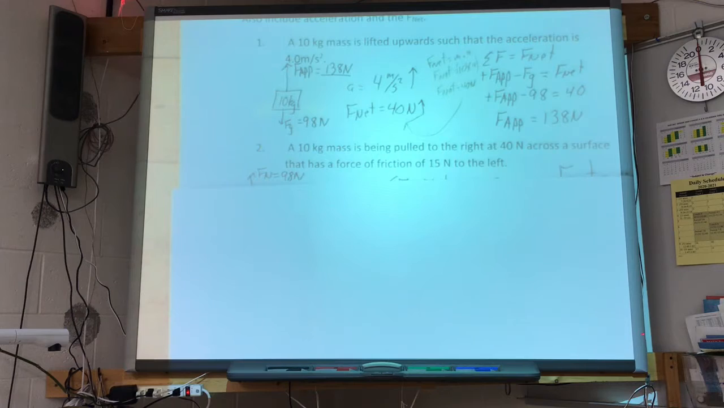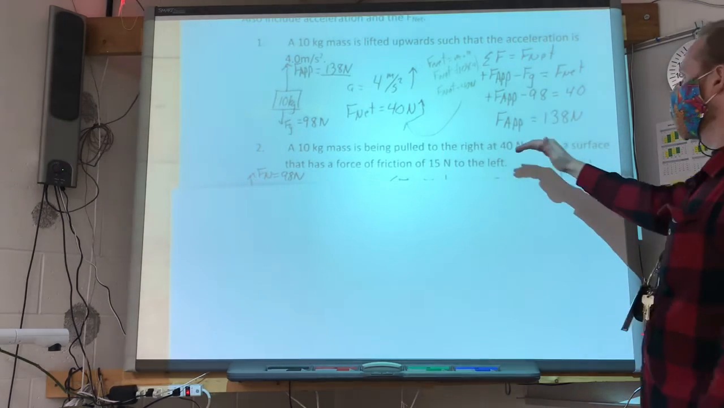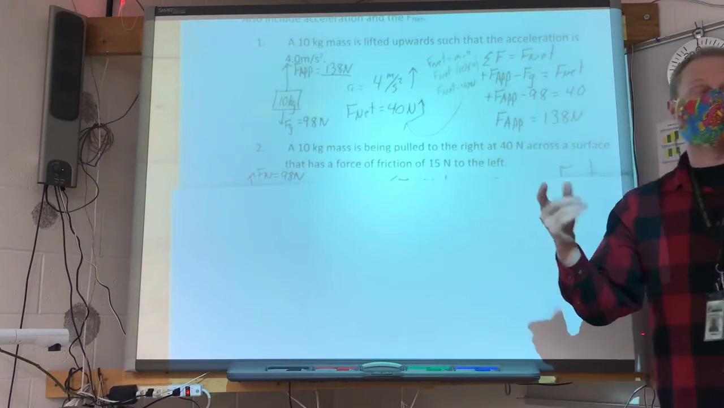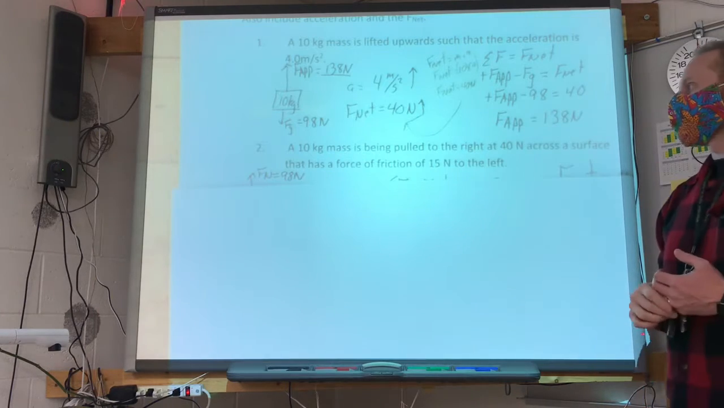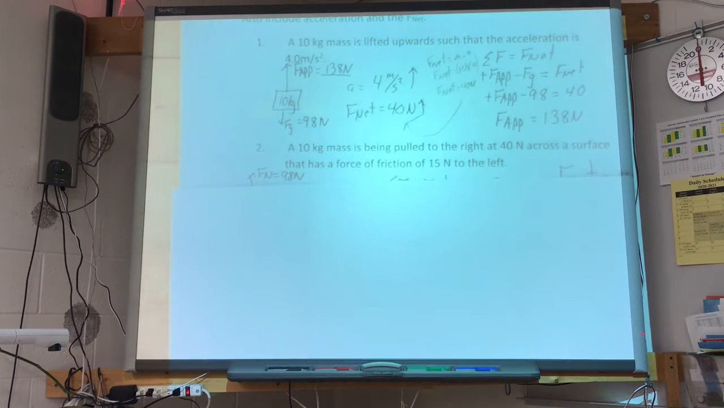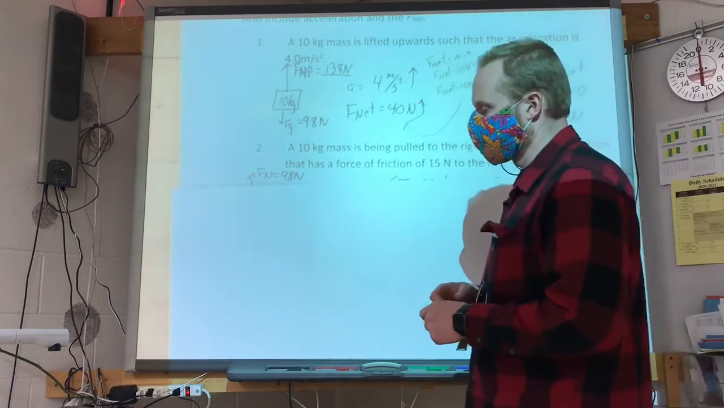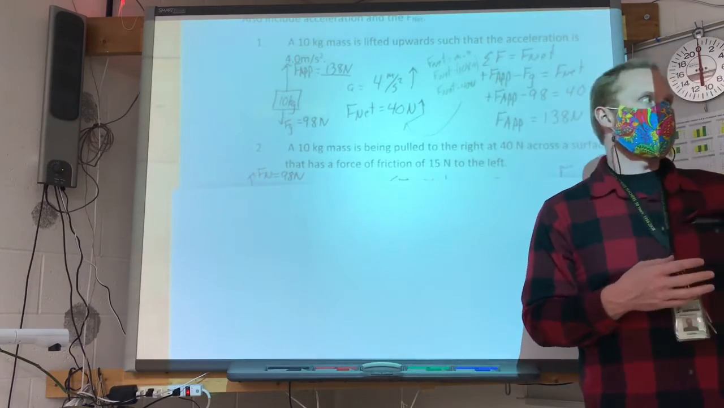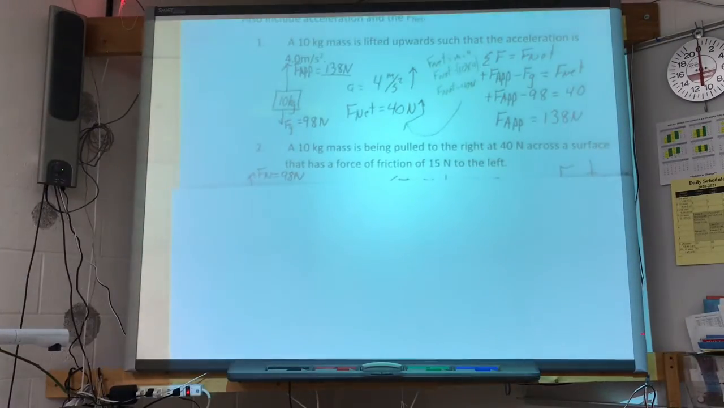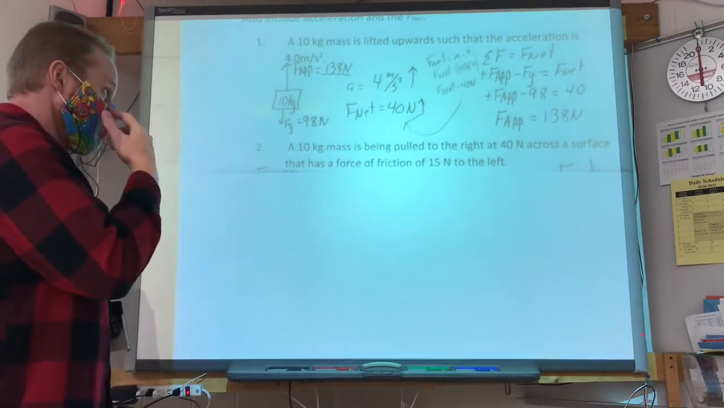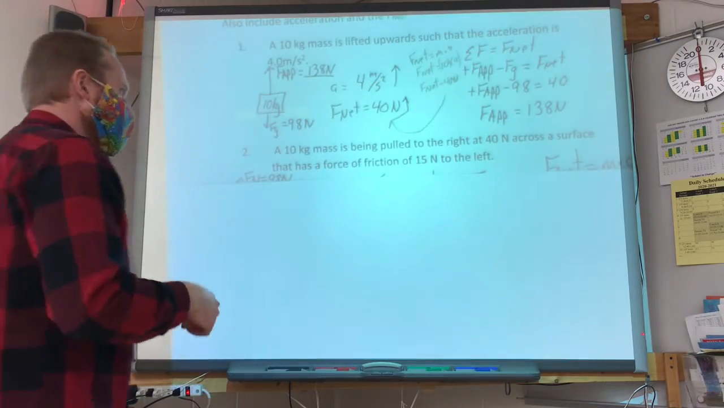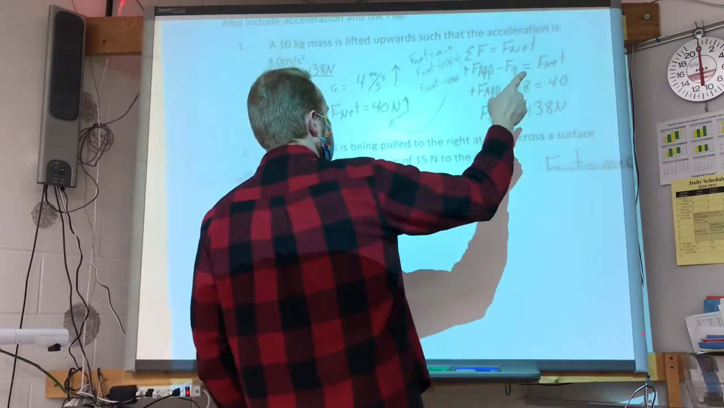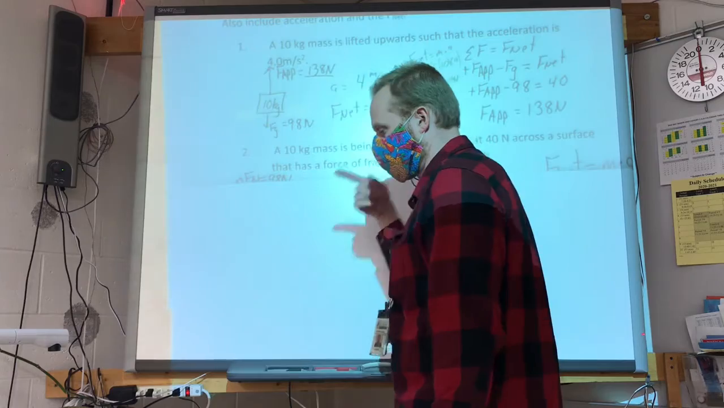Let's take a look. A 10 kilogram mass is being pulled to the right at 40 newtons across a surface, sitting on a surface with a normal force, such that it has a force of friction of 15 newtons to the left. So friction is something we're going to introduce today. Friction is something that opposes motion. It's going to be in the opposite direction. We don't have to get into that too much right now because it tells me it's 15 newtons to the left. 40 newtons to the right, 15 newtons left.